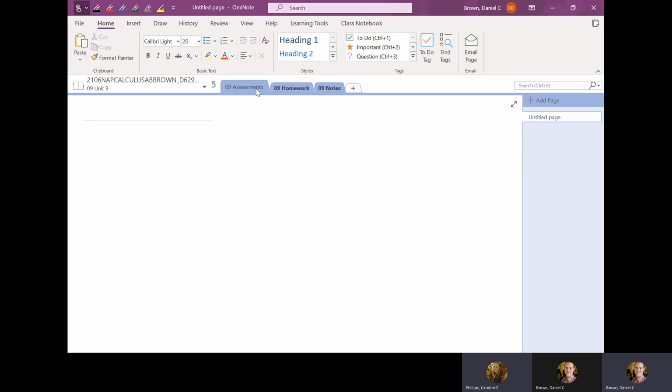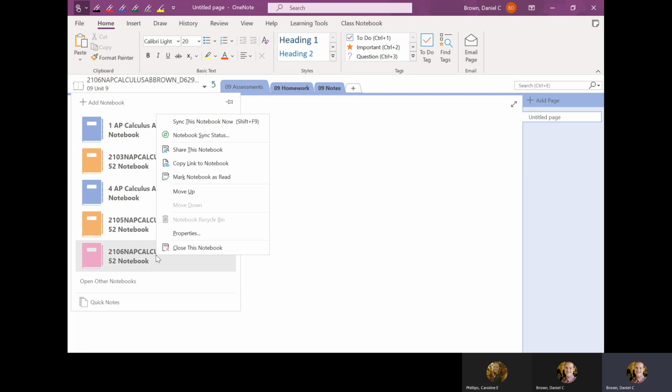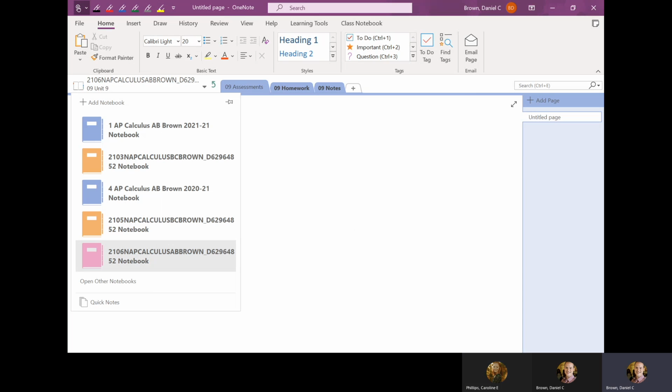I would recommend you might just have to re-download it all. So to do that, I would click on the notebook for my class, right click on it, and you're going to click close this notebook, which is going to remove it completely from your desktop app. And then once you do that, to get it back, open it through Teams. I would recommend going through Teams.